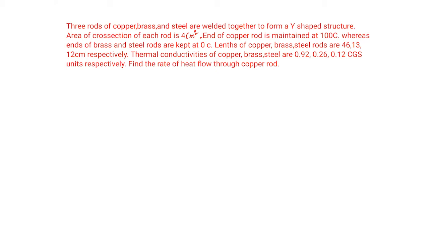So this is how they are arranged. This is copper rod. First copper comes, right? Copper, brass, and steel. This is copper, this is brass, this is steel. Here we have 100 degrees centigrade, here 0 degrees centigrade, here 0 degrees centigrade. You have to find rate of heat flow through copper rod. Everything is given in CGS units, so you'll get the answer in CGS units only.